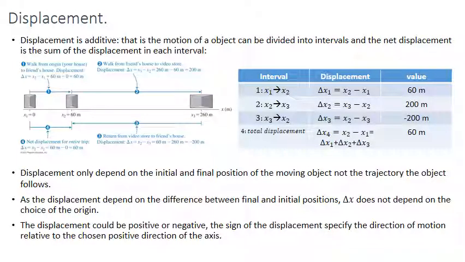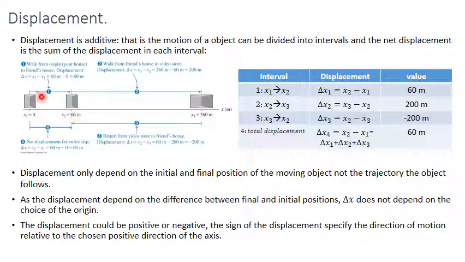Okay, here is an example of the displacement and intervals that I have to define. So we have a person that starts here at x1 equal to 0, and then you walk to a friend's house where x2 is equal to 60 meters. Then from the friend's house you go to the video store, which is at x3 equal to 160 meters. Then you go back to the friend's house.